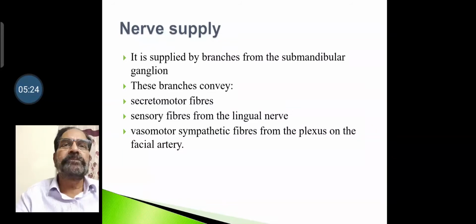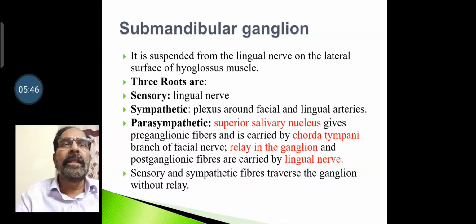Nerve supply. It is supplied by branches of submandibular ganglion. These branches convey secretomotor, sensory fibers from the lingual nerve, vasomotor sympathetic fibers from the plexus on the facial artery. Coming to ganglion. This ganglion is suspended from the lingual nerve on the lateral surface of hyoglossus muscle.